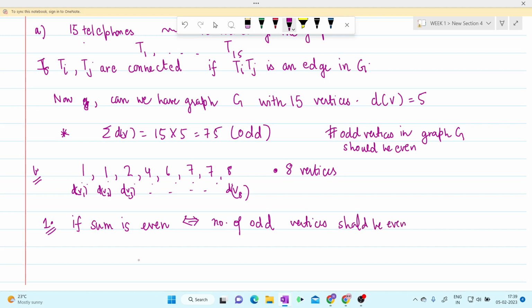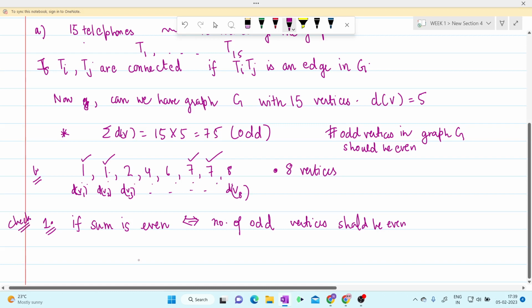So in this case we see that this is an odd vertex, this is an odd vertex, this is an odd vertex, this is an odd vertex. So we have an even number of odd vertices, so the sum will turn out to be even. So the first condition is met.